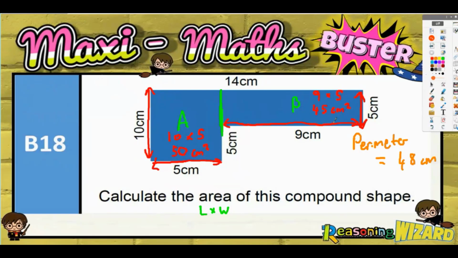But a compound shape is when you put two things together. So all we've got to do now is basically put the two answers together. So the compound shape is the area of A plus the area of B. And the area of A we got was 50. The area of B we've got was 45. So your final answer is going to be 50 plus 45, which is going to be 95 centimeters squared. And that is your final answer, 95 centimeters squared.